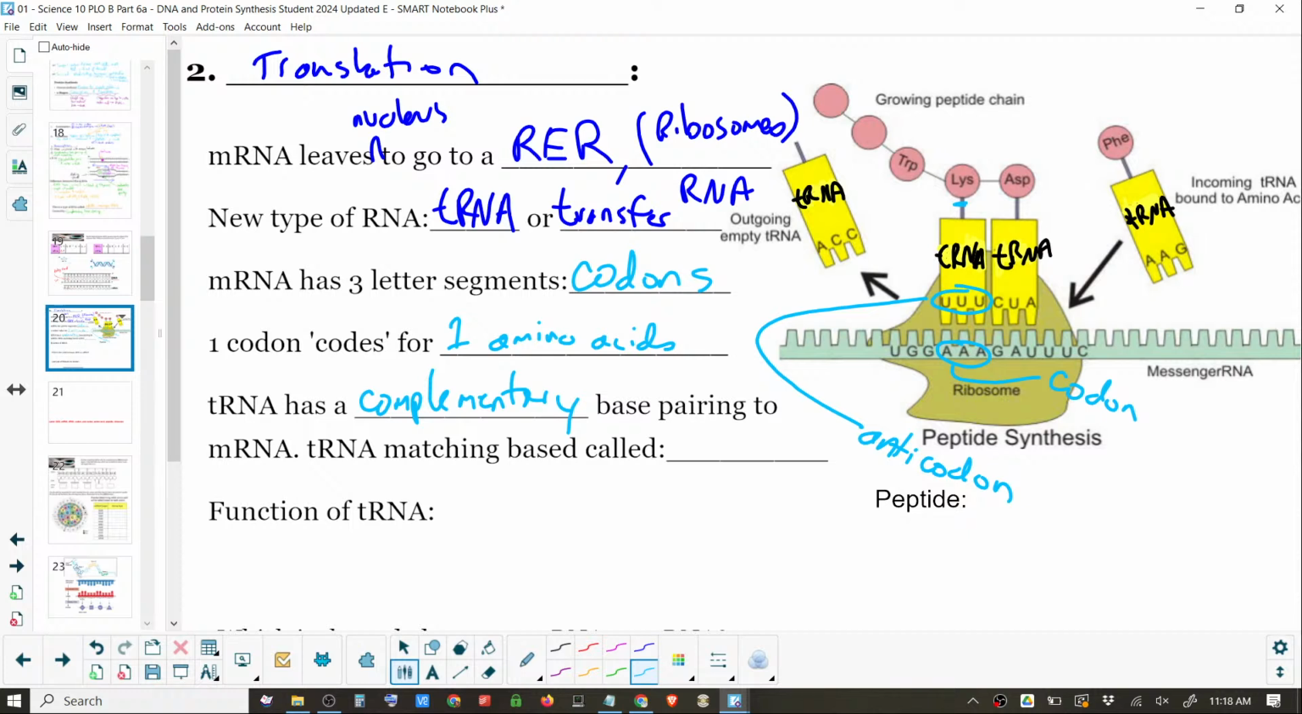They're like good roommates. They match, bond, and hold each other up. But they're not the same. Oh, I like that analogy. I might use that more often. The ternary matching base is called the anticodon.